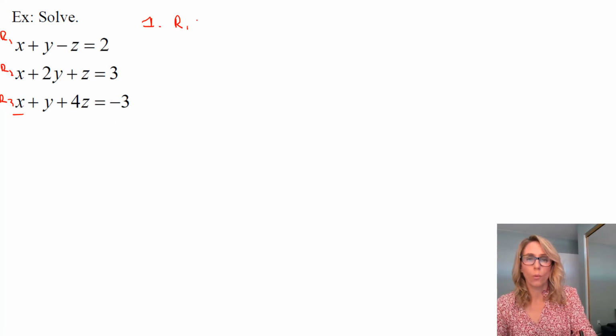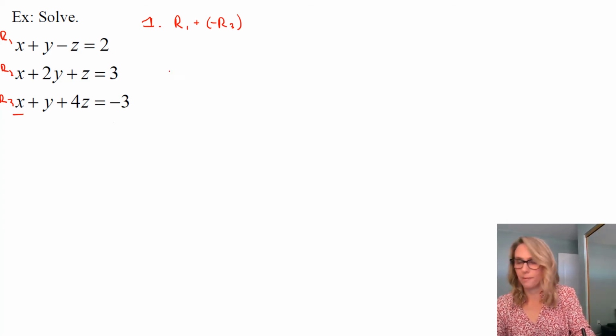I'm going to take row 1, I'm going to add a negative row 3. What that does, notice, it's going to give me negative x, negative y, negative 4z, positive 3. And then I'm going to add that to my row 1. And what that will do is eliminate the x in row 3.